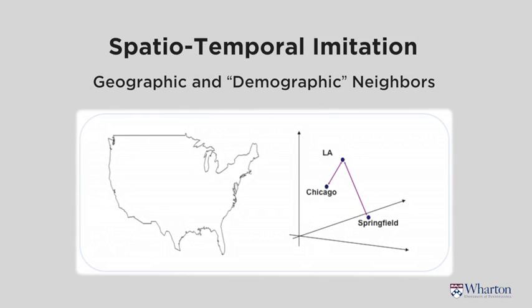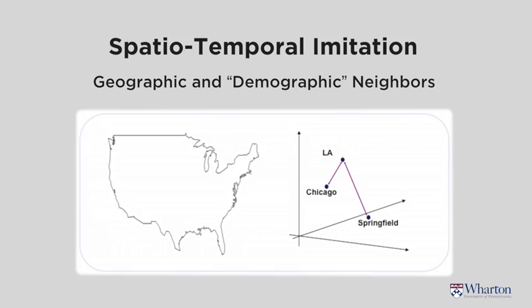Now, on the left-hand side, we have a physical map of the United States, and we can compute on that map the distance between a place like Chicago and Los Angeles. It's about 2,000 miles. We can also compute the distance between Chicago and Springfield. That distance is about 200 miles. So in terms of physical distance, Chicago and Los Angeles are quite far away, but Chicago and Springfield are quite close.